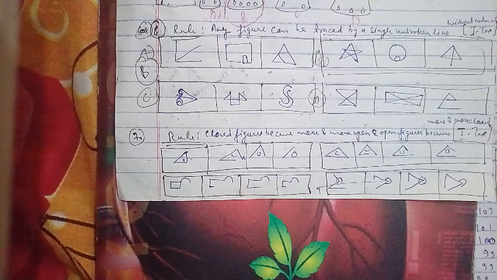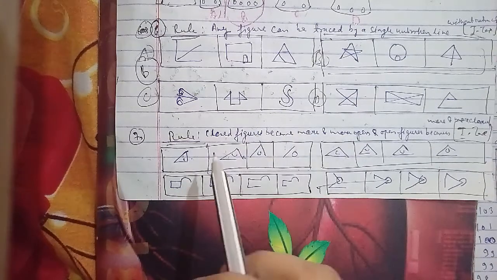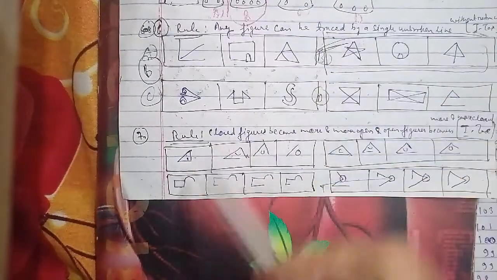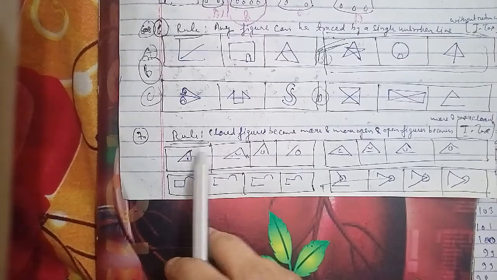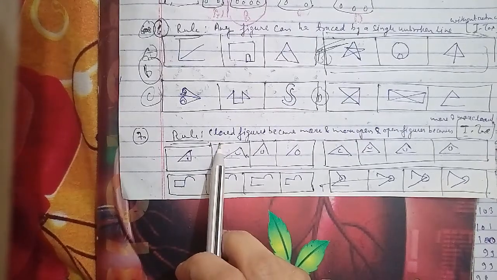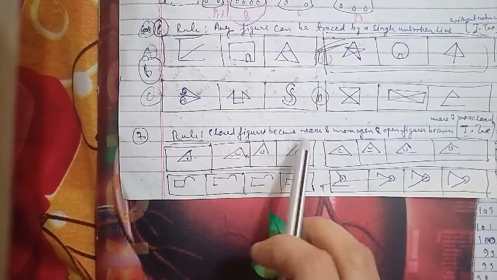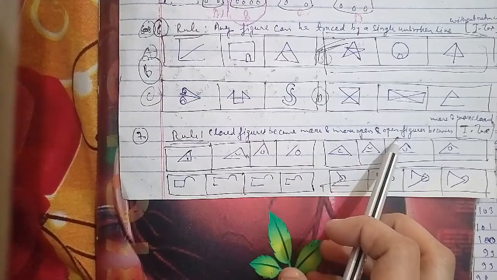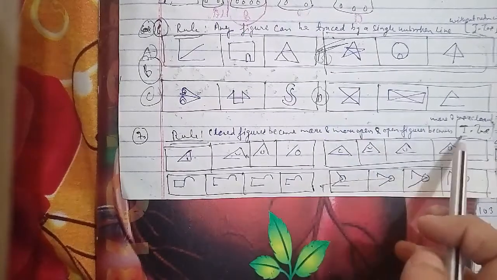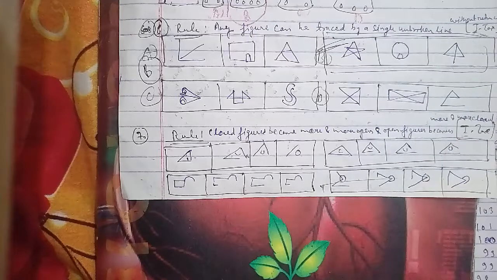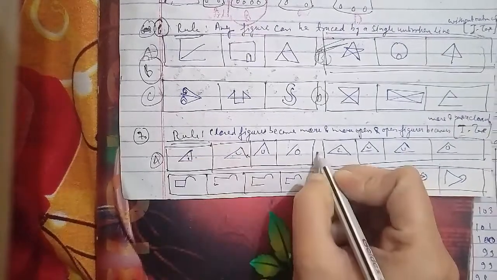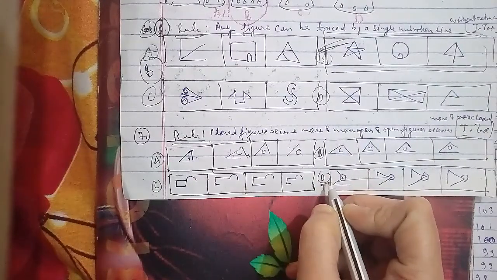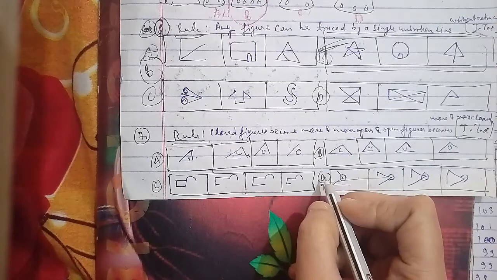We'll go ahead with another one, the seventh one. The rule given here is that closed figures become more and more open, and open figures become more and more closed. This has been asked in the income tax examination paper, with options A, B, C and D. The figure which is the answer is figure A, the right answer for this question.